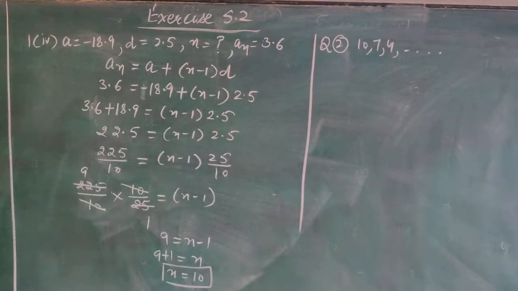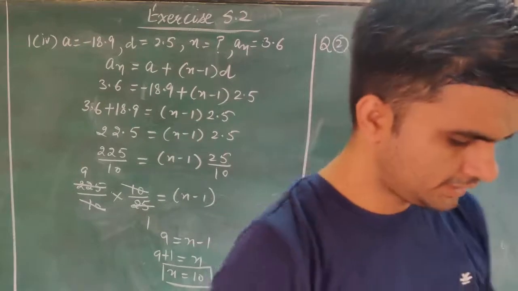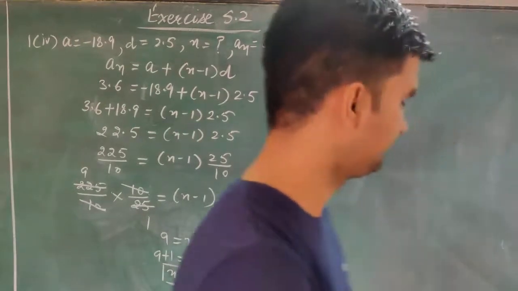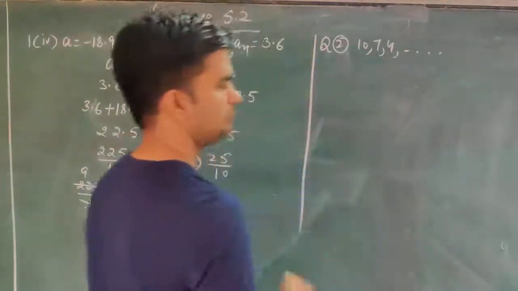Then come to question number 2. Choose the correct choice in the following and justify your answer. The 30th term of this AP. Here an AP is given. We need to know the 30th term of it.